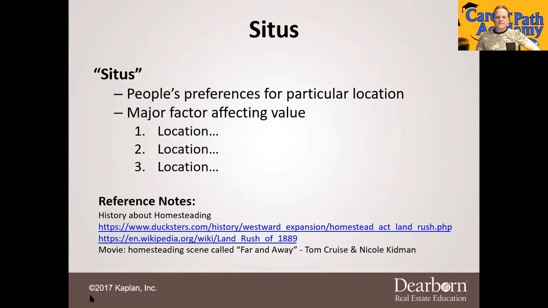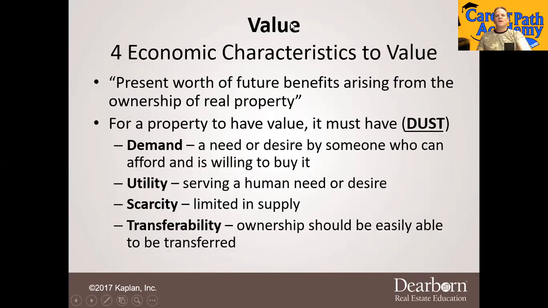Okay, back to our slideshow. So situs is people's preference for location. There are four economic characteristics of value. Value is the present worth of future benefits arising from the ownership of real property. So for a property to have value, it must have these attributes: demand, utility, scarcity, and transferability.